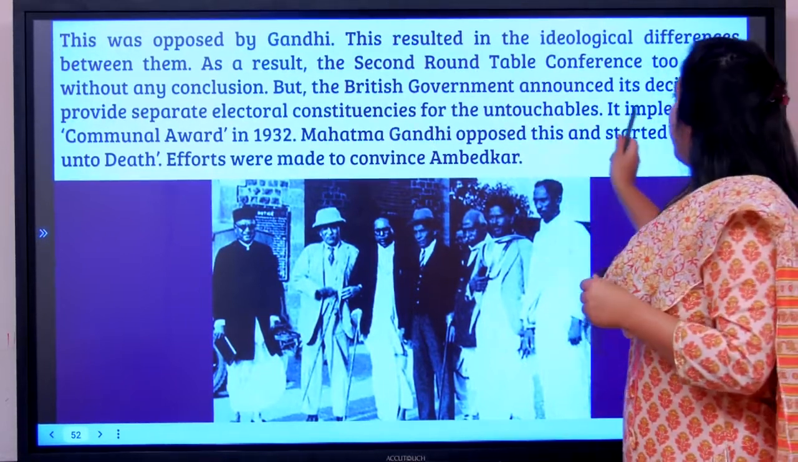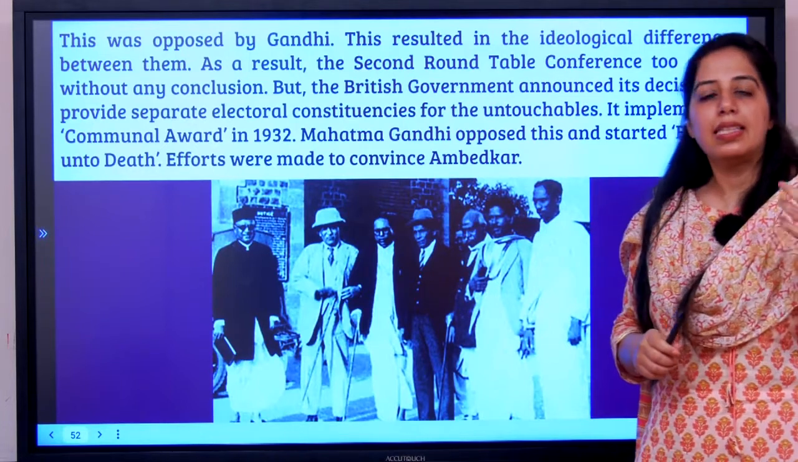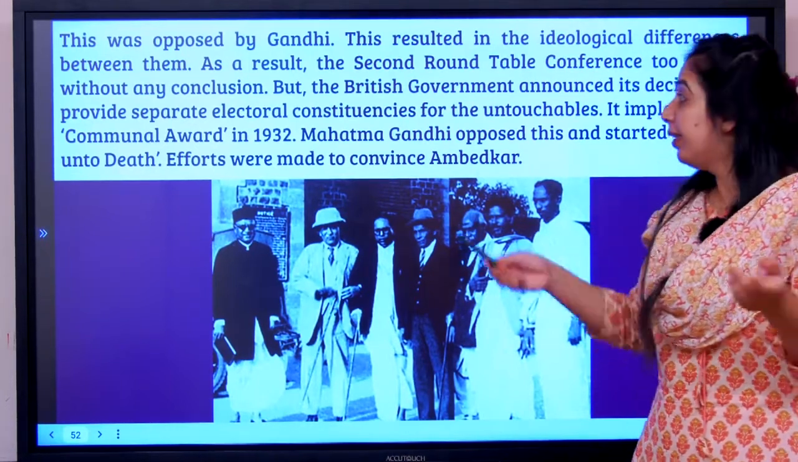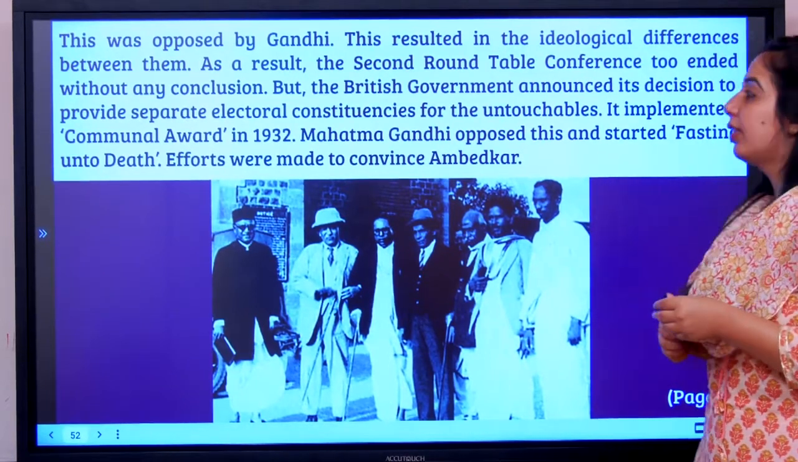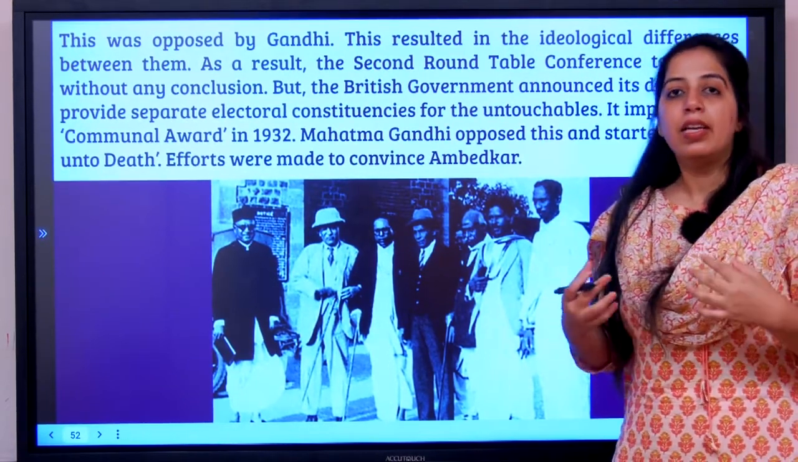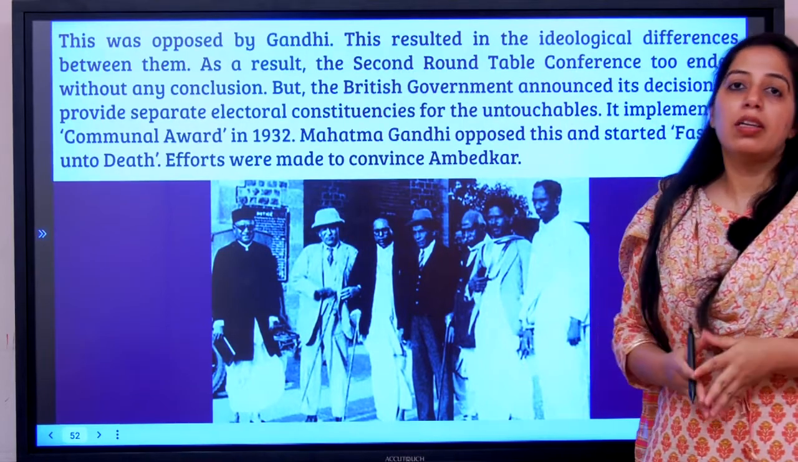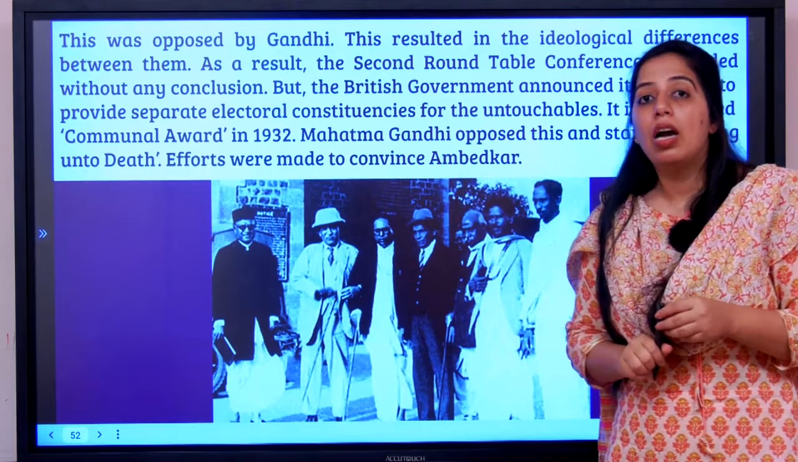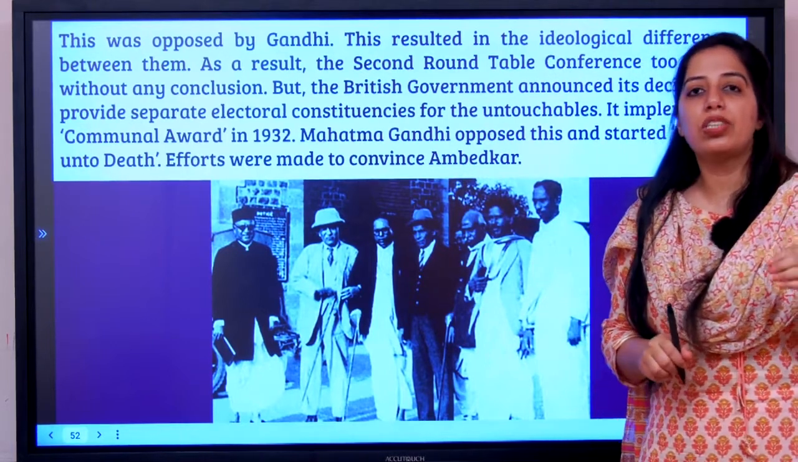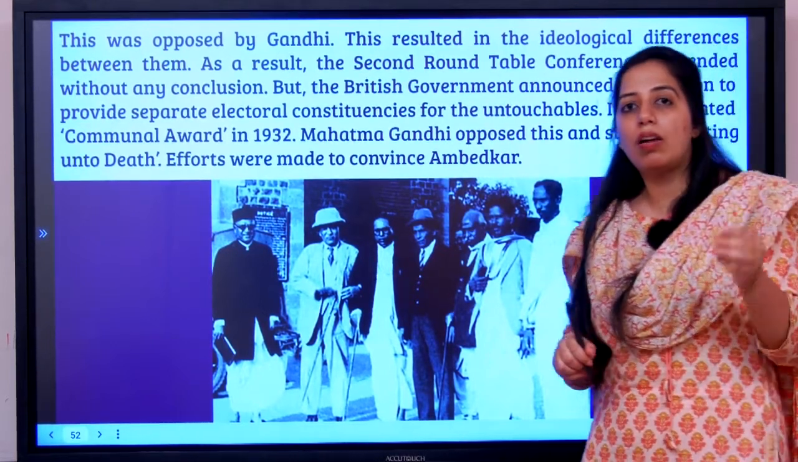But the British government now announced the decision. They said we are going to have separate electoral constituencies for the untouchables. So it gave its decision in favor of Dr. B.R. Ambedkar. So this decision is called the Communal Award. Again, a very important question. What is the Communal Award?